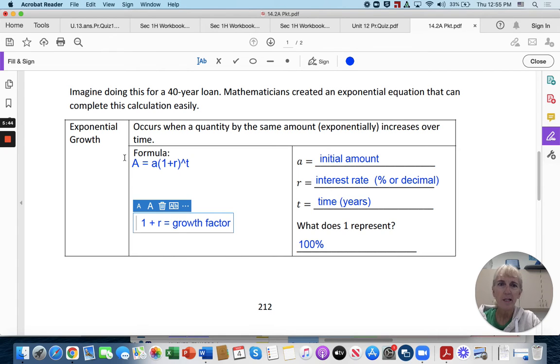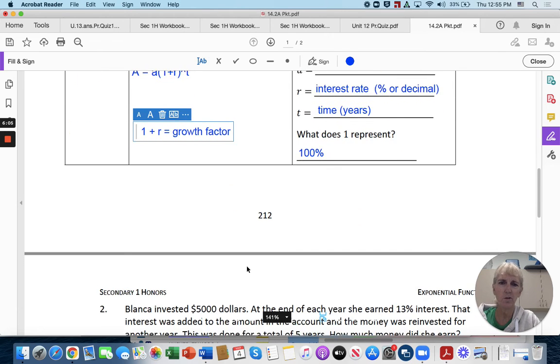So the amount of money that you receive is equal to the initial amount that you invest times 1 plus R, so 1 plus your interest rate raised to the power of T. So remember, you get this raised to the power of T before you multiply by A because of order of operations. Okay, so now we're going to go on to the next page and do a few of the problems here.